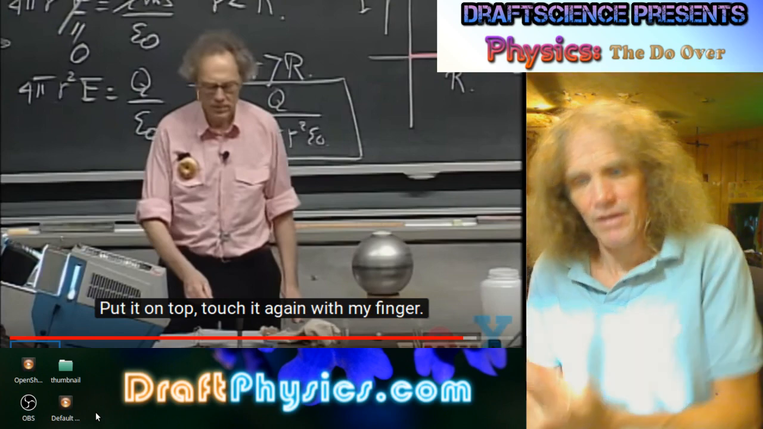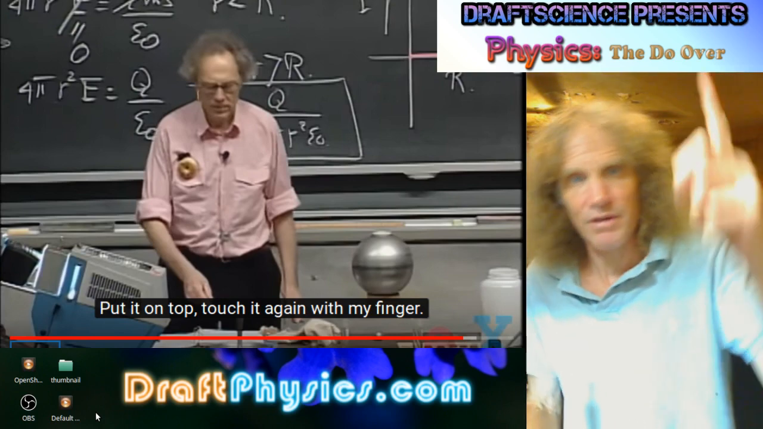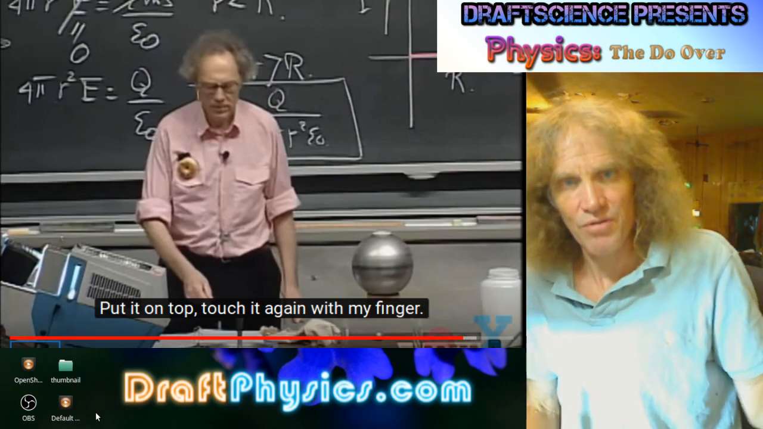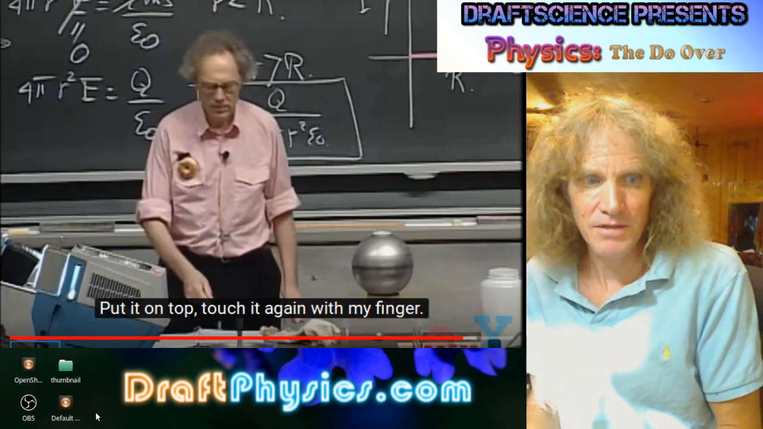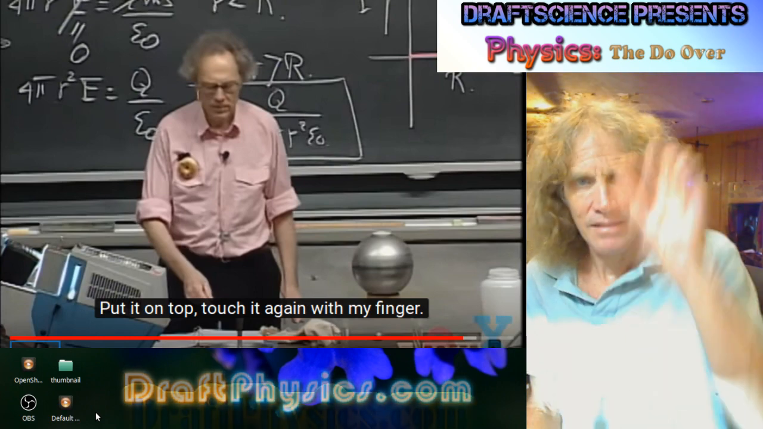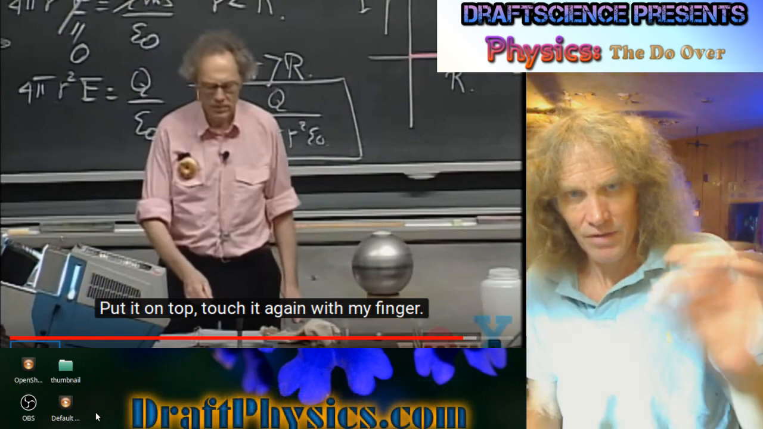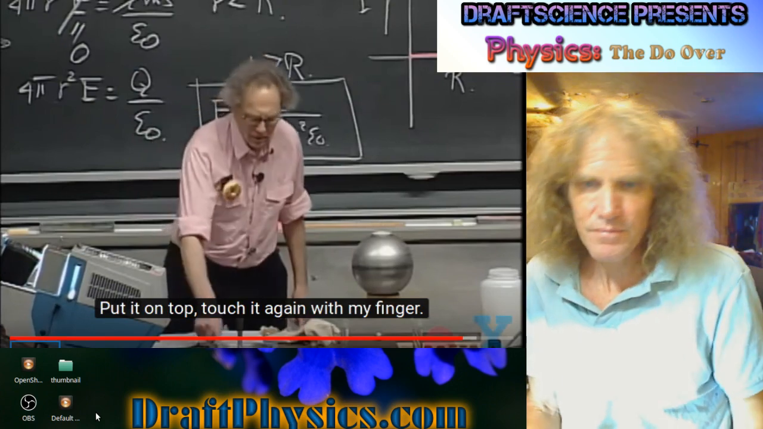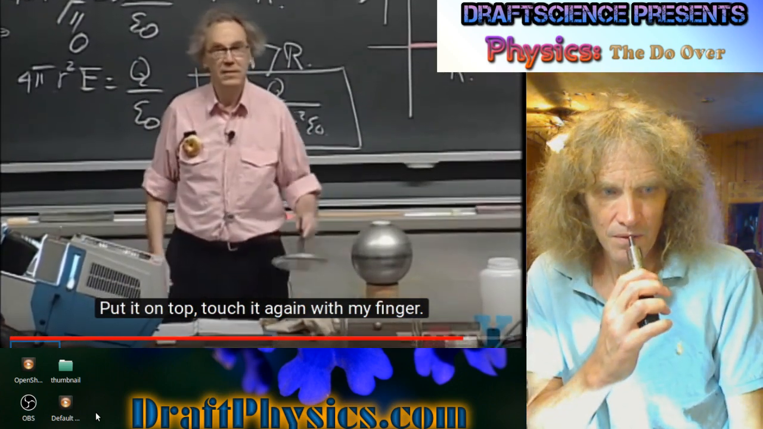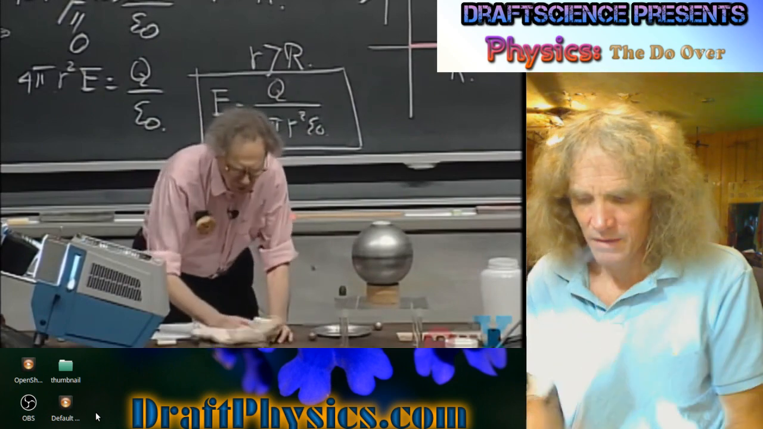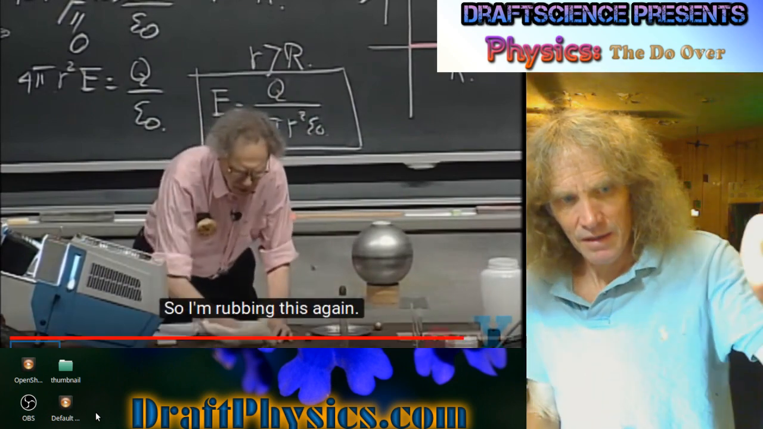You can't move it across and come up one place and move it across. The insulator won't do that. The glass especially gets charged in little dots, and the charges can be different. Touch it again with my finger. I want a little bit more charge. So I'm rubbing. And he's picking it up with an insulated handle.